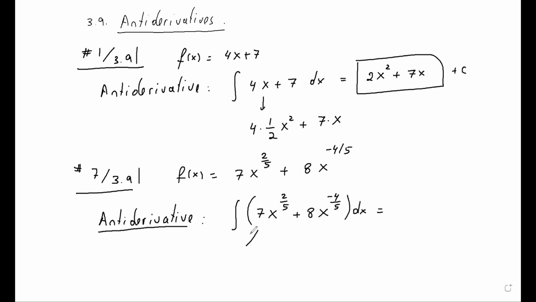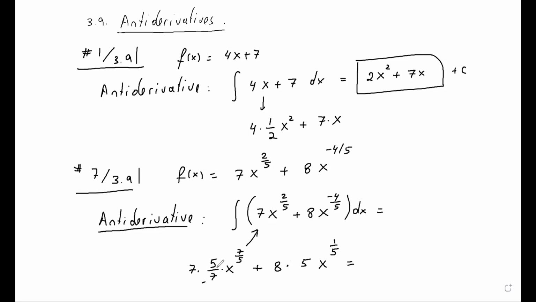And the first part here, 7x to the 2/5, is 7 times x to the 2/5. First of all, I take care of the exponent, which is 2/5 plus 1, which ends up being 7/5. And then over here we have times 5/7. So it's 7 times 5/7 times that. Plus, and the next thing here is 8x to the negative 4/5. So the antiderivative will be 8x to the negative 4/5 plus 1, which is 1/5, and then 5 over 1.